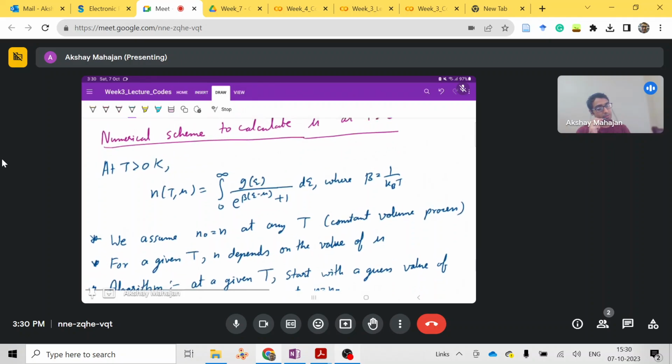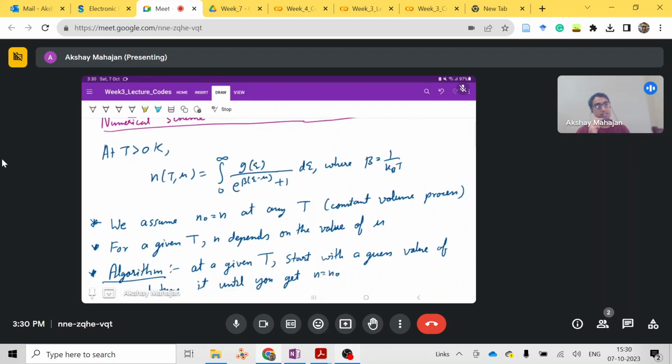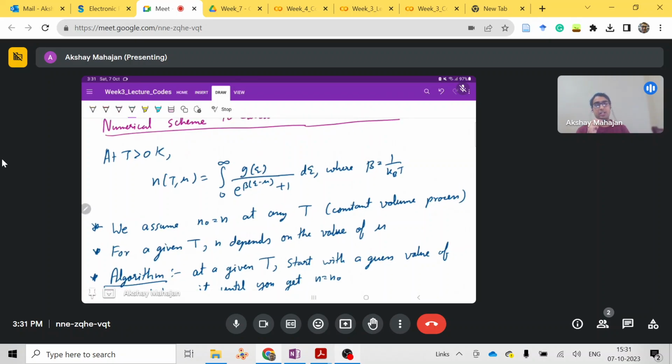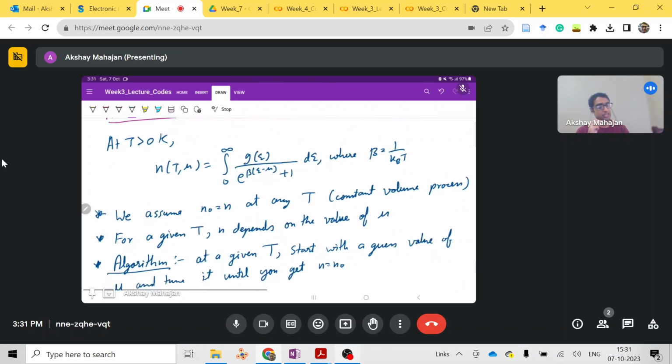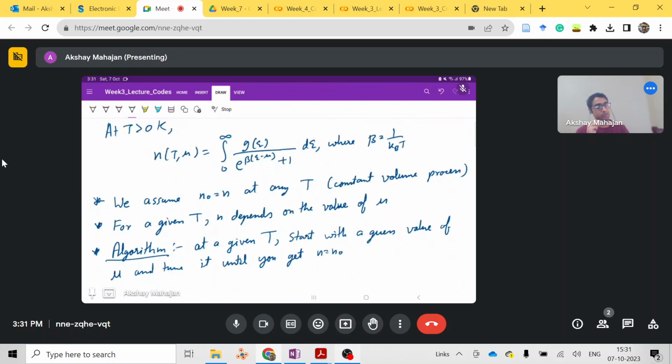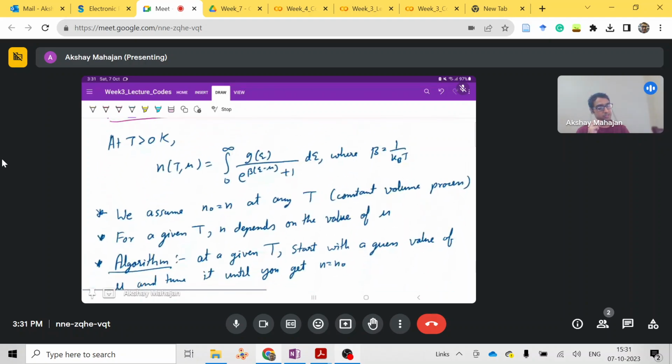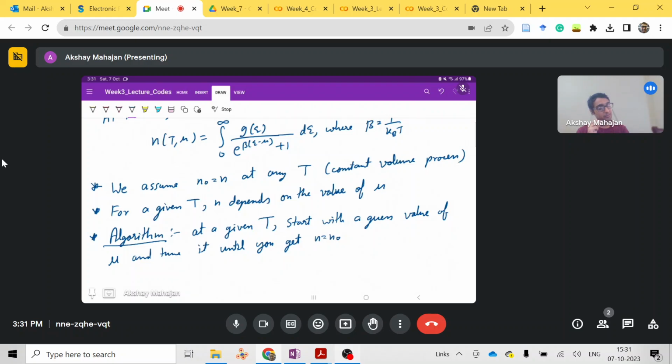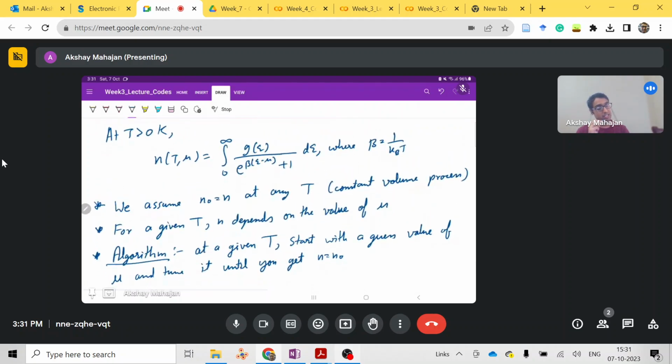Now to calculate mu, we assume that N naught is equal to N at any T, if you are considering a constant volume process. For N naught you just have to do your Fermi function. We know that it will be just 1 up to the Fermi energy. So N naught is easy, we have calculated it in the previous session as well. We have seen the analytical and the coding part. Now for a given T, N depends on the value of mu.